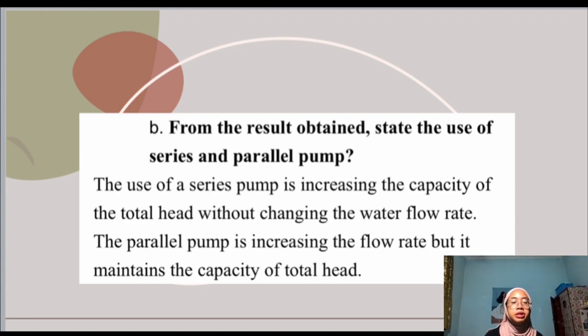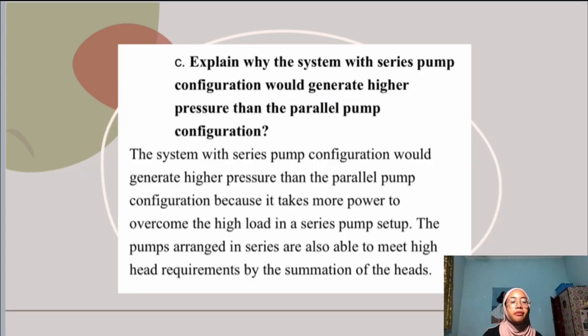Second, from the result obtained, state the use of the series and also parallel pump. So, the use of a series pump is to increase the capacity of the total head without changing its water flow rate. So for the parallel pump, it increases the flow rate but it maintains the capacity of the total head. Next is about why the system with series pump configuration would generate higher pressure than the parallel pump configuration.